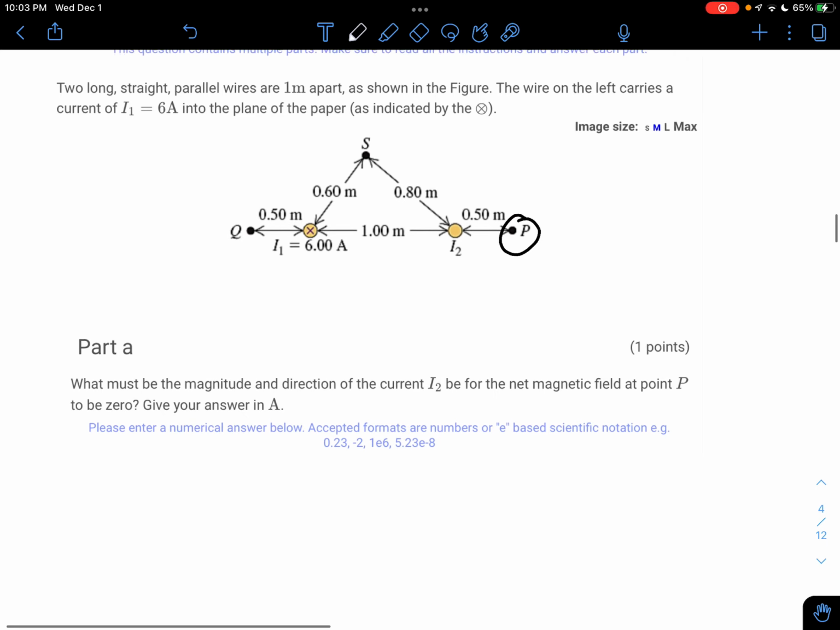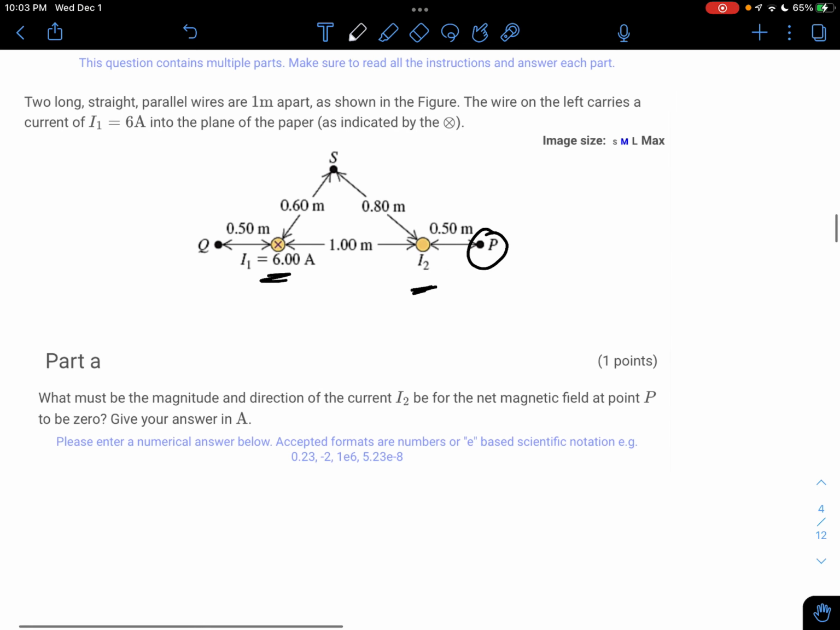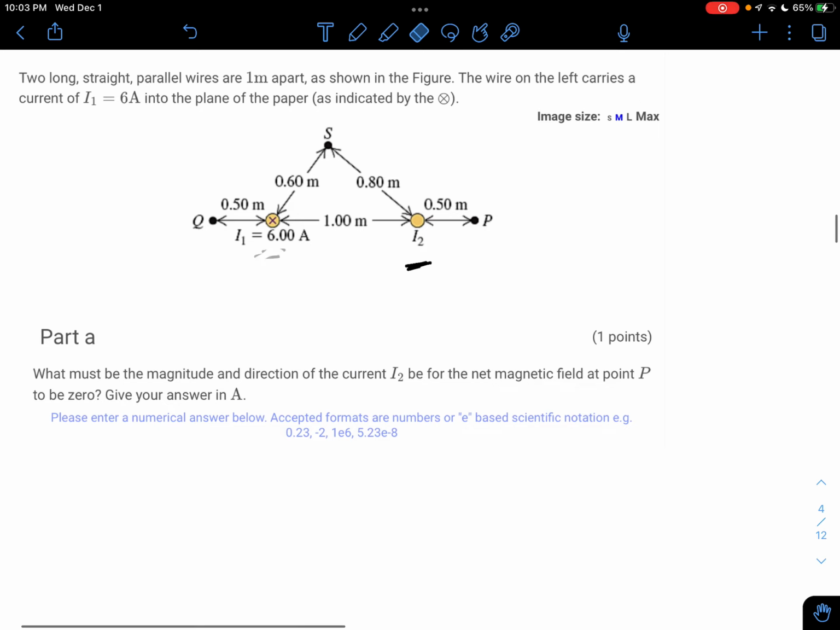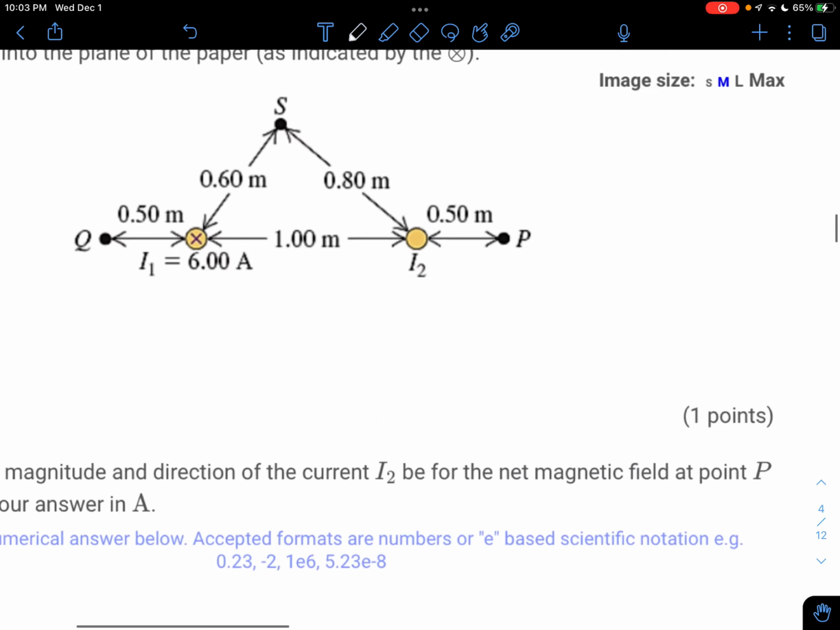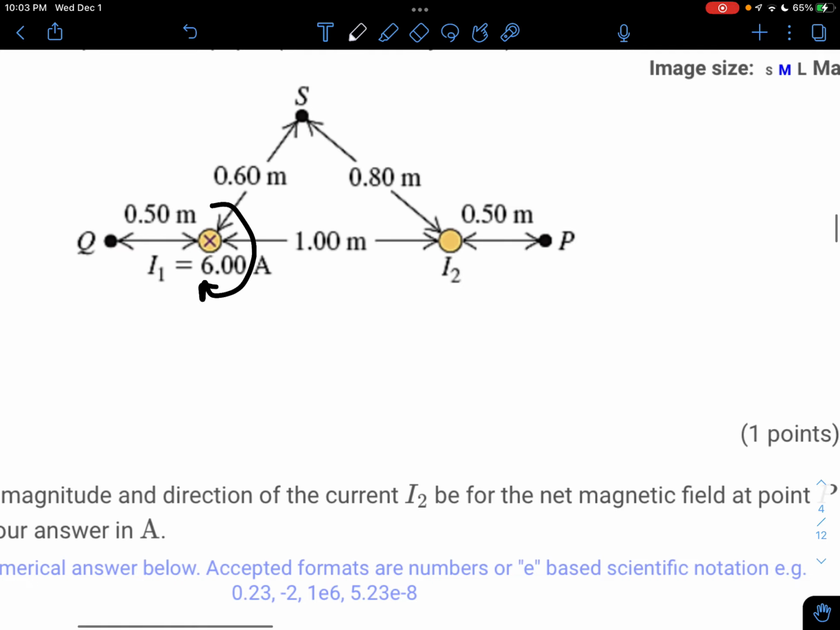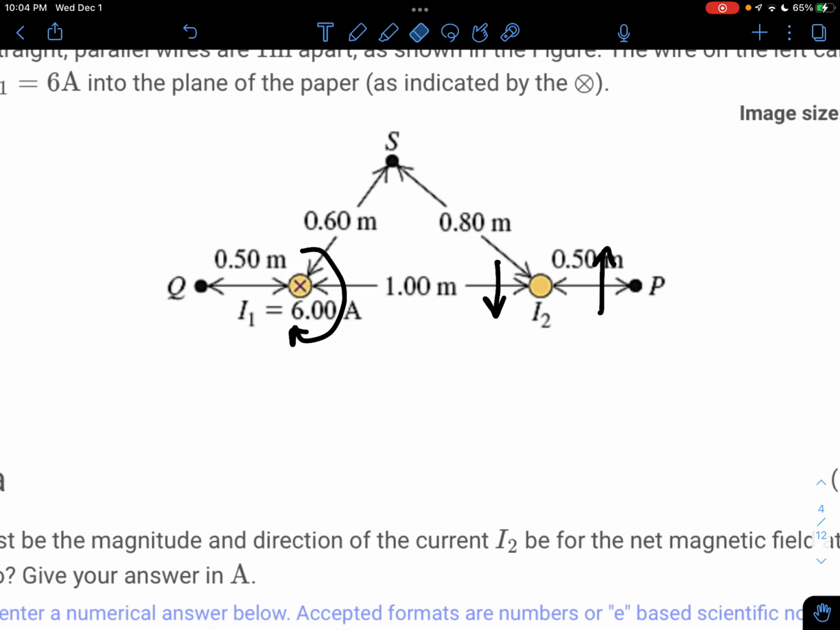over here is 0. Right, so we have 2 wires in total, and we want our magnetic field at P to be 0. If we do our right-hand rule real quick, this one's going into the page, so it's going to be going clockwise. This one's coming out of the page, so it's going to be going counterclockwise. Based on that, this side's going to go up, this side's going to go down, just as a tangent line to that circle. This one's going to go down, this one's going to go up.